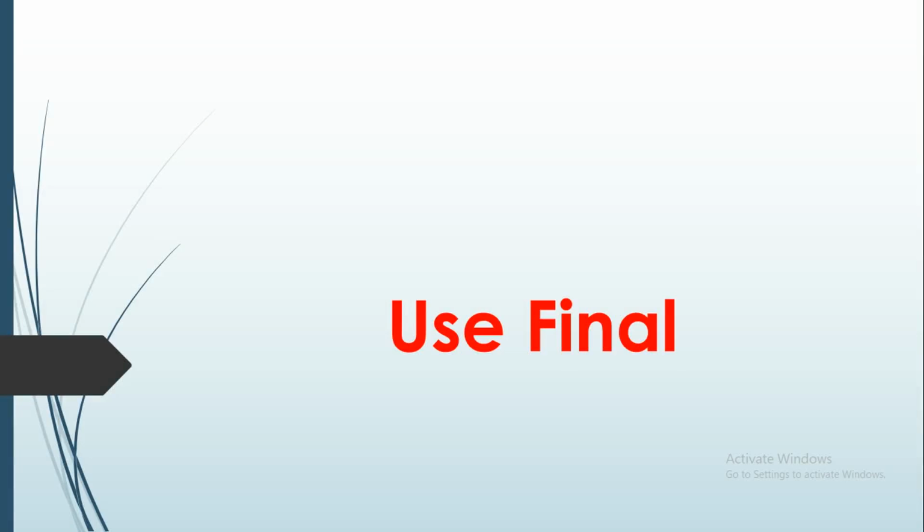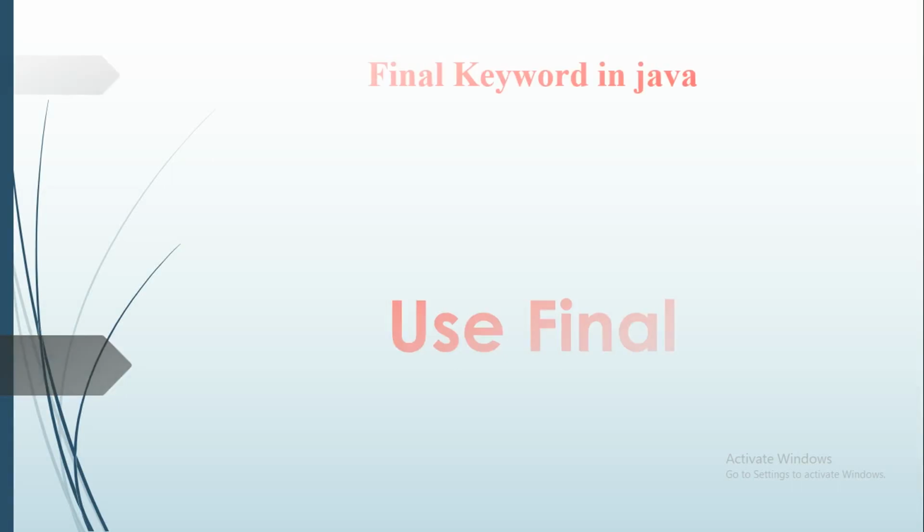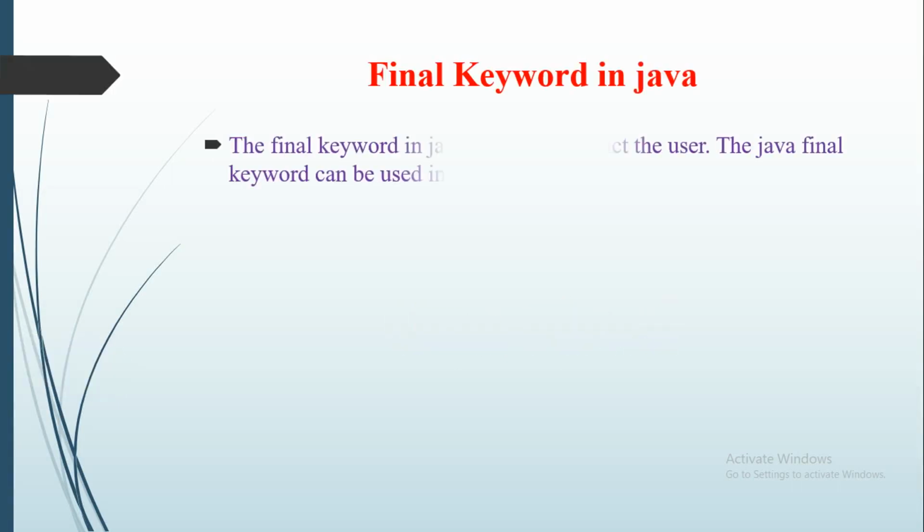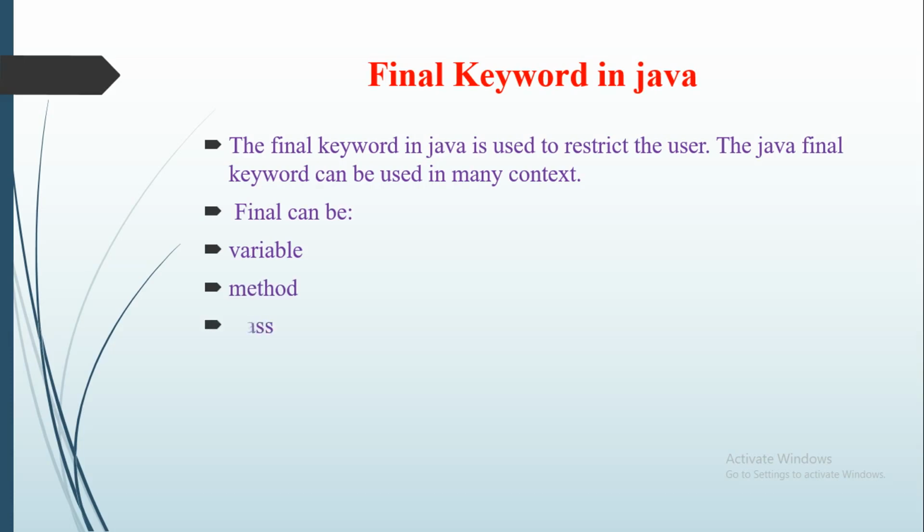In this tutorial, we are discussing the final keyword. So what is the final keyword in Java? The final keyword in Java is used to restrict the user. The Java final keyword can be used in many contexts. Final can be a variable, a method, or a class name.